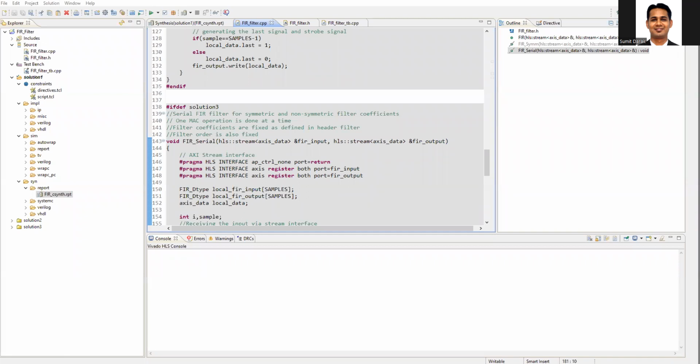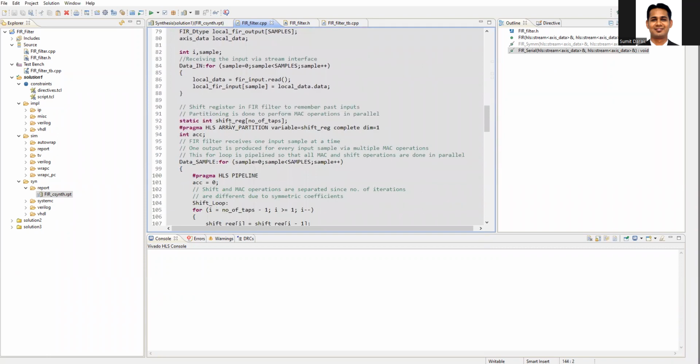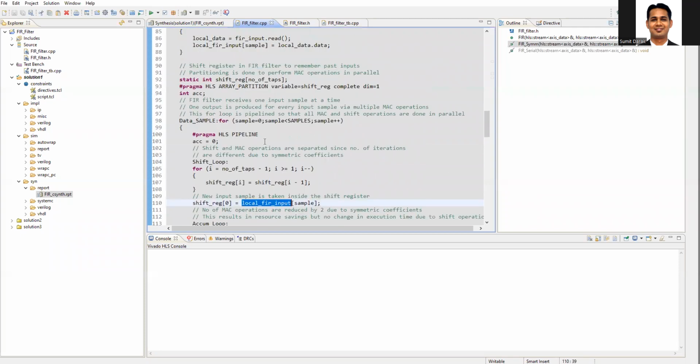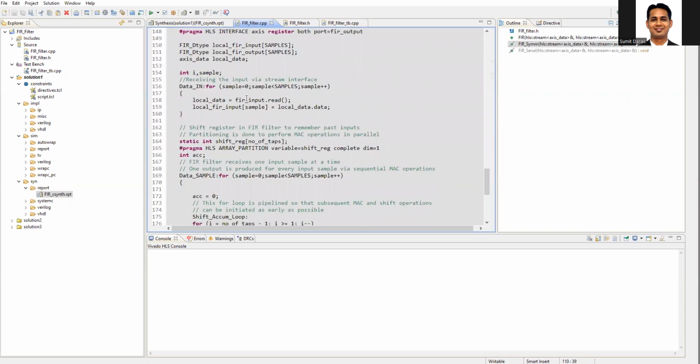So here you might wonder, in all the three I have done the partitioning for only the shift register. You might wonder why I have not done the partitioning for the local FIR input array. This is not necessary, because as I told you before, you are going to receive only one sample at a time, and you are going to produce only one sample at a time. So that means there is no need of partitioning the local input and output array.